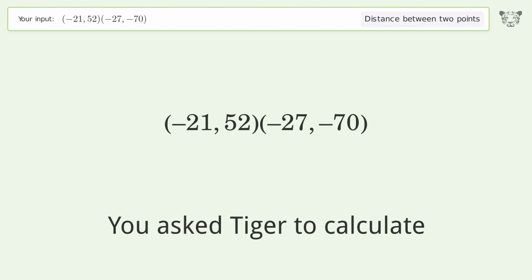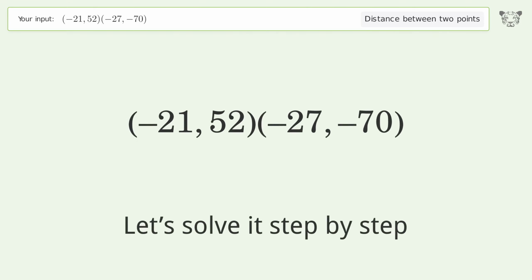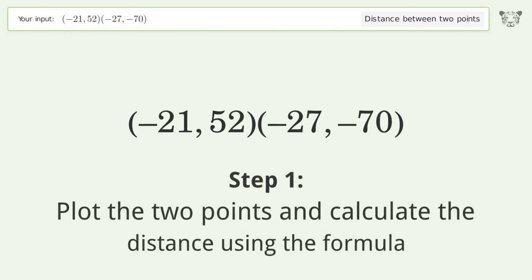You ask Tiger to calculate. This deals with the distance between 2 points. The distance between the 2 points is the square root of 14,920, or 122.147. Let's solve it step by step. Plot the 2 points and calculate the distance using the formula.